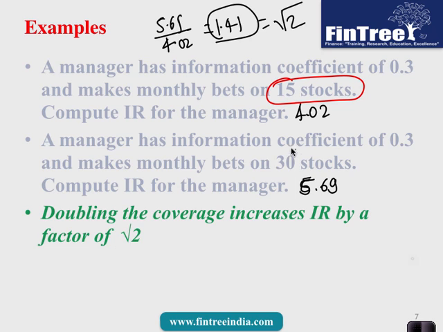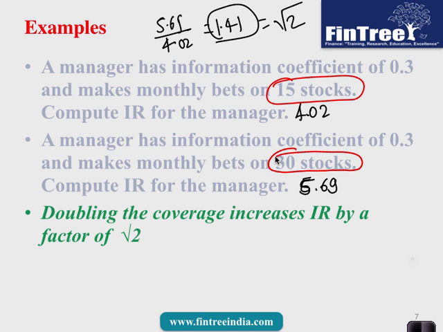here, now the stocks doubled. That means your BR has doubled, but since BR is a under root function in that formula, your information ratio has increased by the root of 2 function.